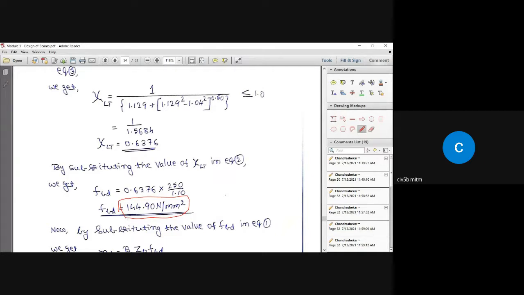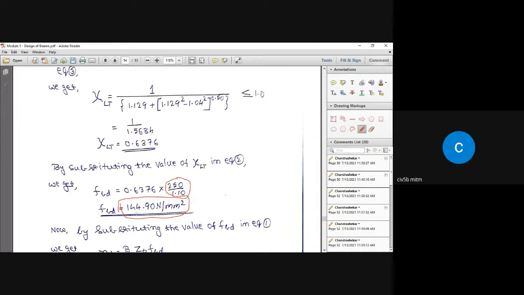As I said, that is almost always less than Fy divided by gamma MO. So what is Fy divided by gamma MO? This is the value. How much is it? 250 divided by 1.10, that is equal to 227 Newton per millimeter square. Is it clear to you? And of course, FBD 144.90 Newton per millimeter square is less than 227.0 Newton per millimeter square.